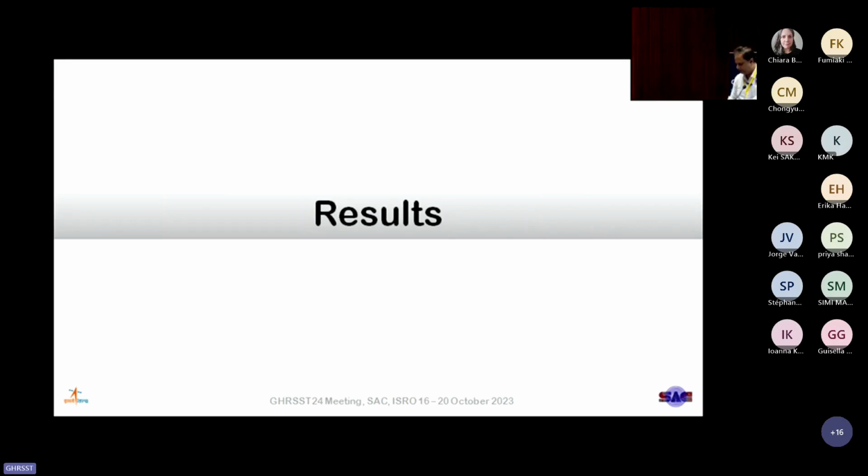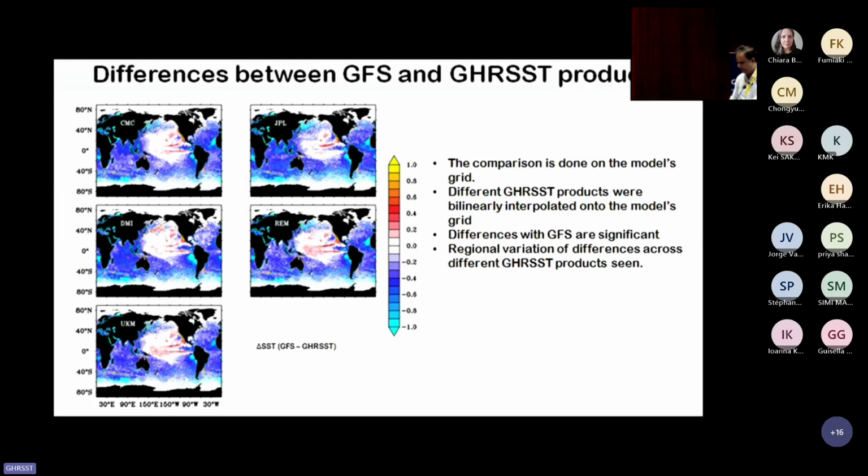So coming on to the results. First, I show here the differences between the GFS SST analysis and the different GHRSST products. These are the mean differences for our analysis period, and these are done on the model grid at which we provide the SST as a boundary forcing. So basically, the differences are quite significant.